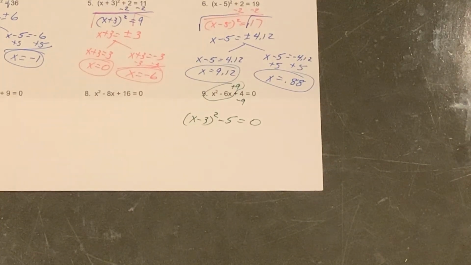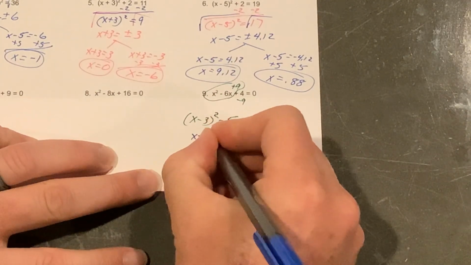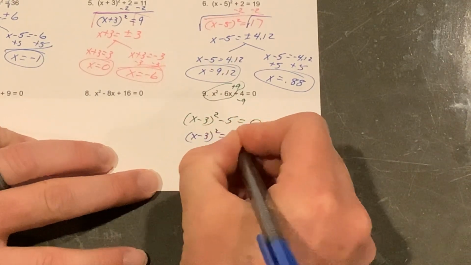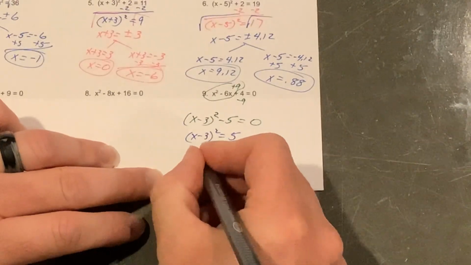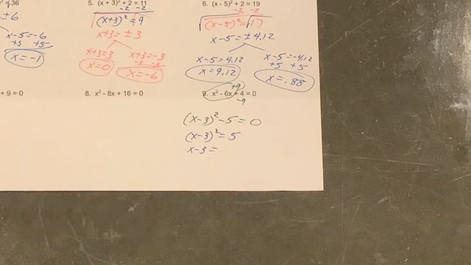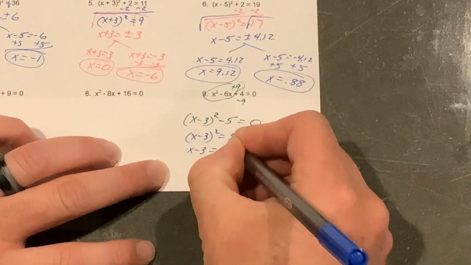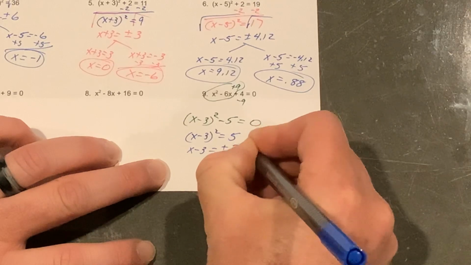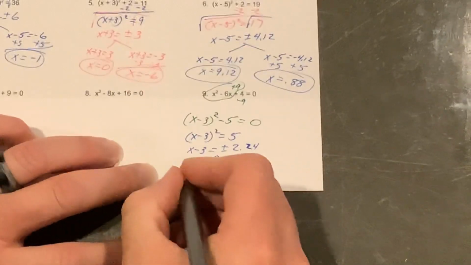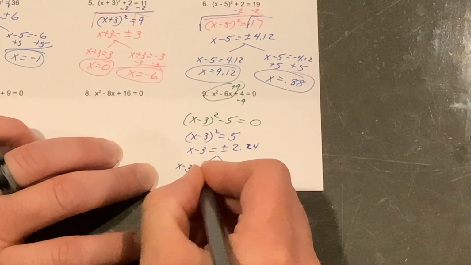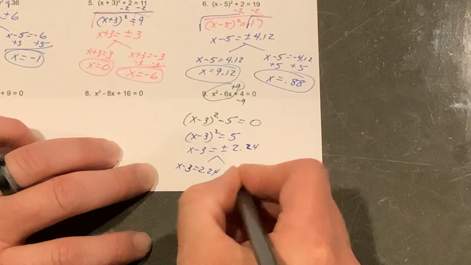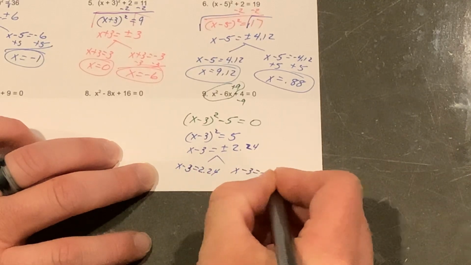Okay, so we can solve this now by taking square roots. Add 5 to both sides, and we get x minus 3, the quantity squared, equals 5. Now take the square root of both sides. We'd get x minus 3 equals the square root of 5, which would be 2.24, plus or minus 2.24. All right, and then we would have to break this up into x minus 3 equals 2.24 and x minus 3 equals negative 2.24.